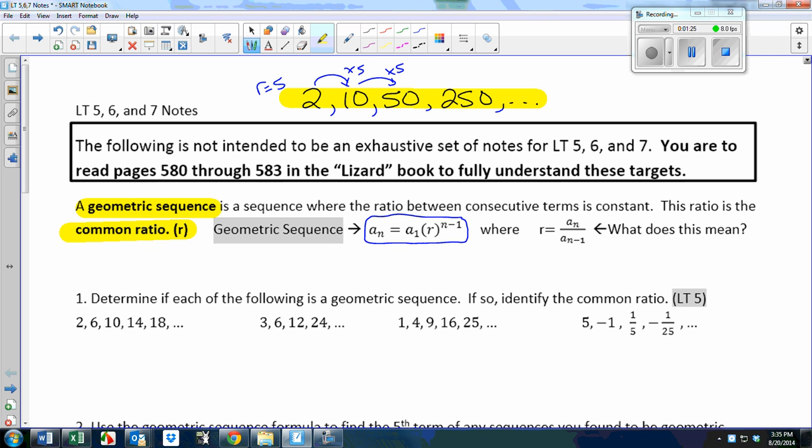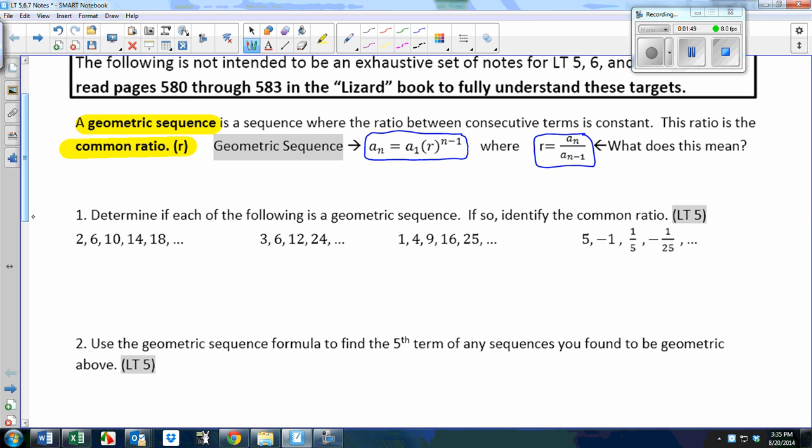The r can always be found by taking any term, that's what the a sub n represents, next to the term a sub n minus 1. It represents any term divided by the one before it. So for example, the 250, I could have taken 250 and divided it by 50, and r would have equaled 250 divided by 50, which equals 5.